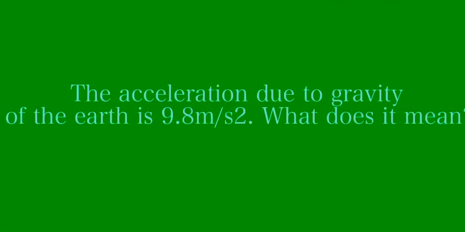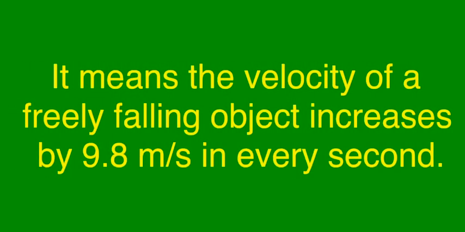One of the most important questions from the examination point of view: the acceleration due to gravity of the Earth is 9.8 meter per second square. What does it mean? It means the velocity of a freely falling object increases by 9.8 meter per second in every 1 second.